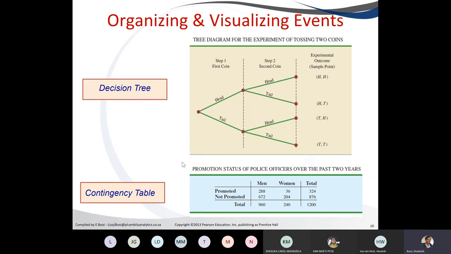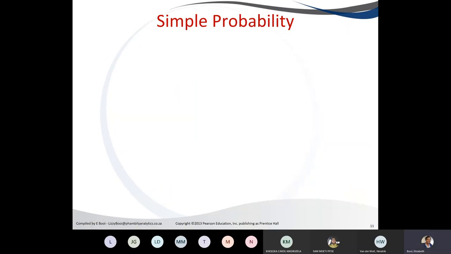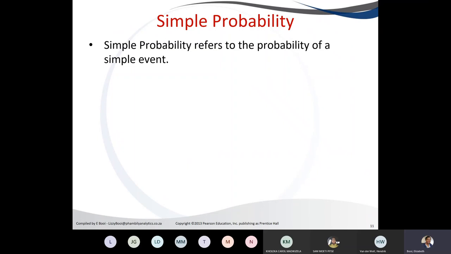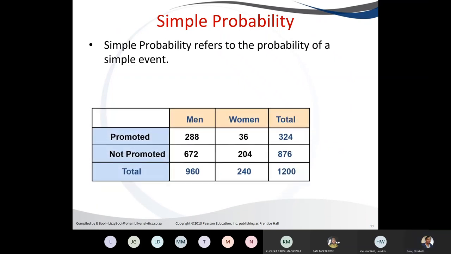Okay, those are the basic concepts that you need to know. Now, how do we calculate the probability from the events? A simple probability can be calculated from a simple event, which means it will be the probability of a simple event happening. Let's say I have the same table that we introduced earlier of the men or women police officers who were promoted in the past 2 years. If I have this table and I want to calculate the probability of promoted, I know that it is a simple event, because promoted is just a simple event. It's just those who are promoted, regardless of whether they are men or women.